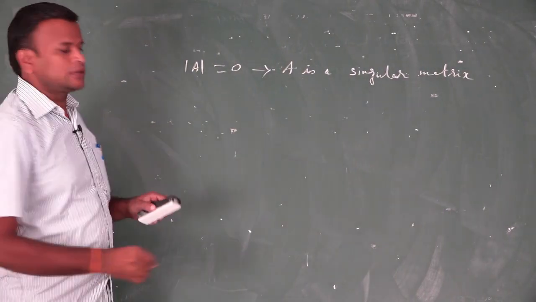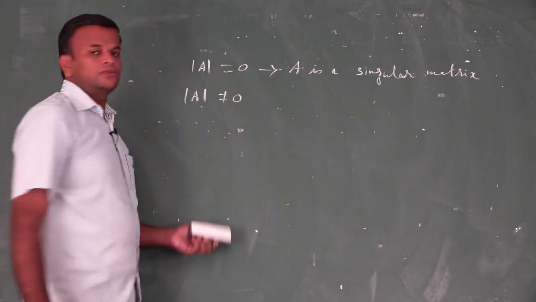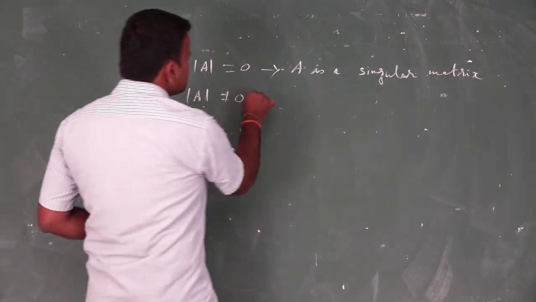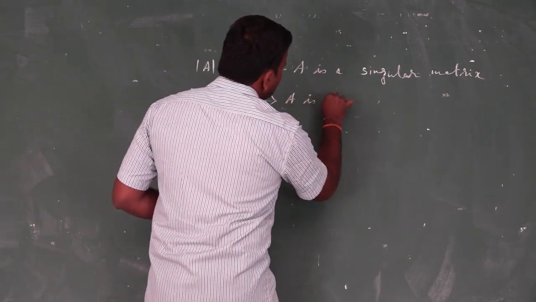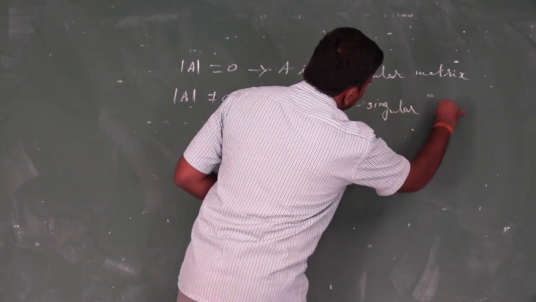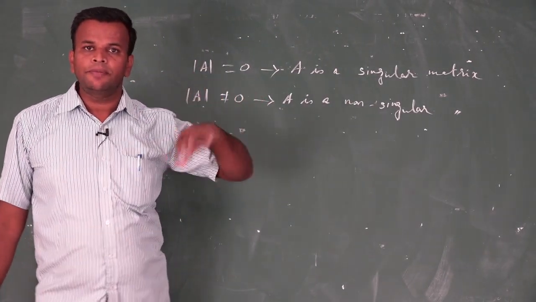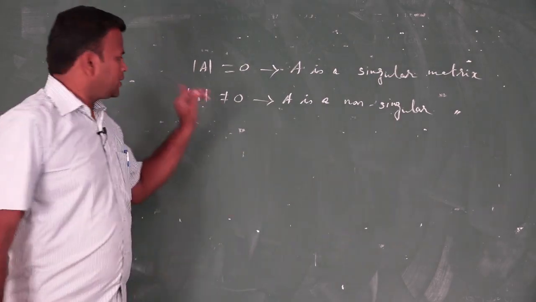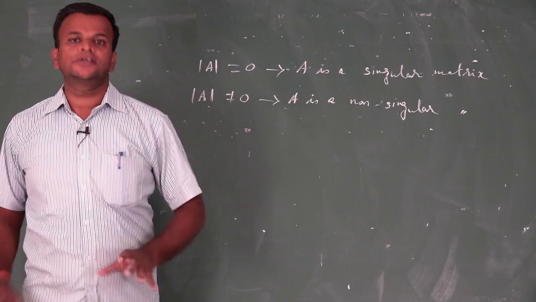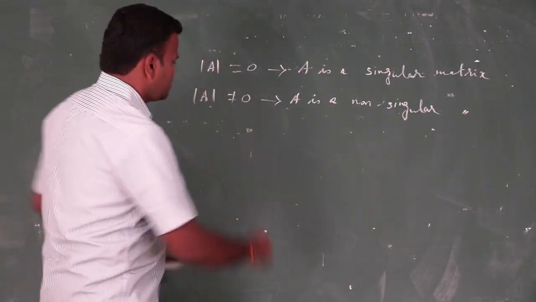And the next one, suppose the determinant value is non-zero, it may be positive or negative, then we say A is a non-singular matrix. If the determinant value is equal to 0, then the matrix is called singular. If the determinant value is non-zero, then the matrix is called non-singular. I'll give one example of both singular and non-singular.